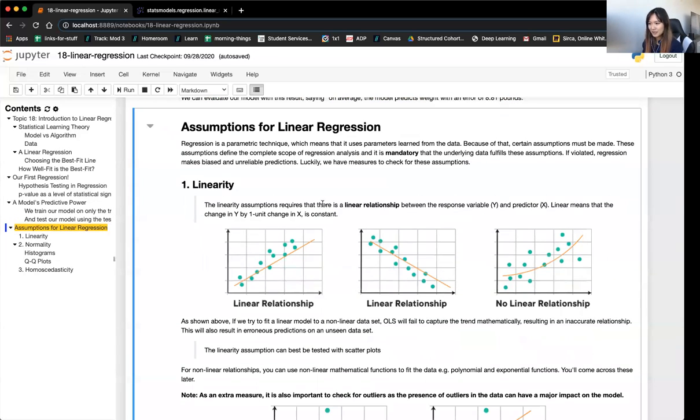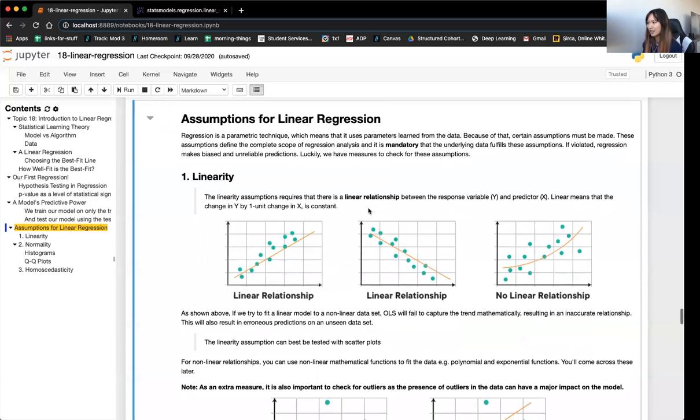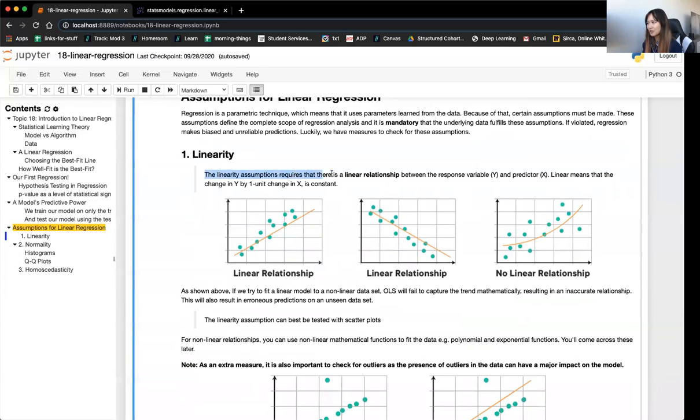So there are 3 main assumptions with simple linear regression. All of these assumptions do carry forward to multiple regression. The first assumption is linearity. The linearity assumption requires that there is a linear relationship between the response variable and the predictor. So basically what you would do in this case is plot a scatter plot of every single independent variable against your target variable, and just take a look at that. And as long as they're fairly linear, that assumption is fulfilled.